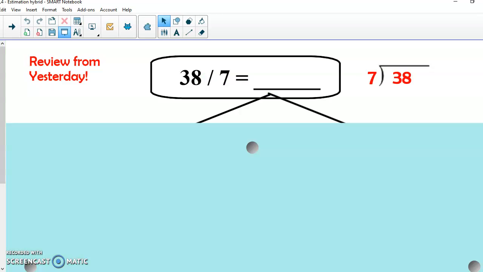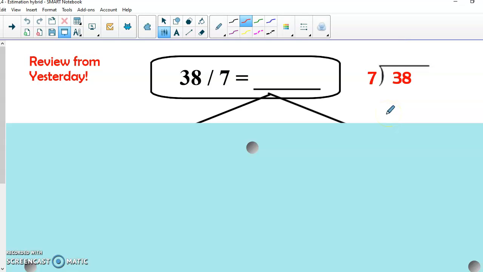But first we're going to do a little review from yesterday's work with Ms. Lewis. And so we are going to practice a little dividing with remainders. And so we have 38 divided by 7. So over here I have it written again, just in a different way, but they mean the same thing. And I need to think to myself, how many times can I fit 7 into 38 without going over?